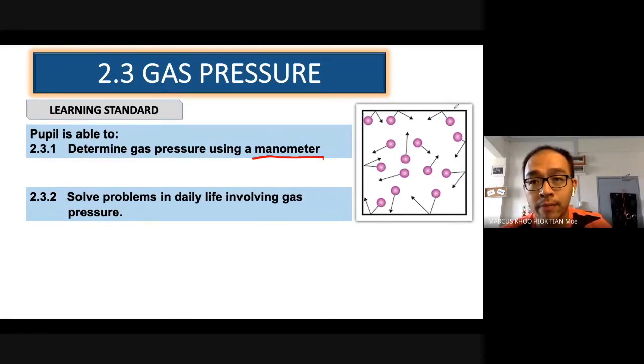Okay, this is a beaker, and all these gas molecules, they are moving randomly. You cannot predict where they're going to go, but they're going to crash with the wall. Okay, and they're also going to crash with one another. But the one I'm interested in is when they're crashing over the wall, because when they crash on the wall, they exert a force over this area. Okay, and force over an area is always known as pressure.